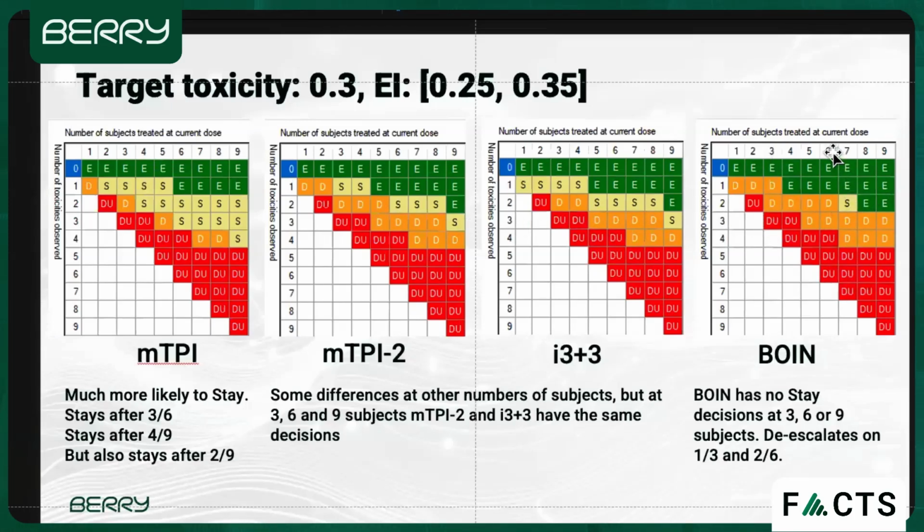Similarly, by the way, for 6 subjects on a dose, you either escalate or de-escalate. And for 9 subjects, you either escalate or de-escalate. So the Boyne is very, you might say, unstable. It's constantly going up and down the doses. It never retests the dose.